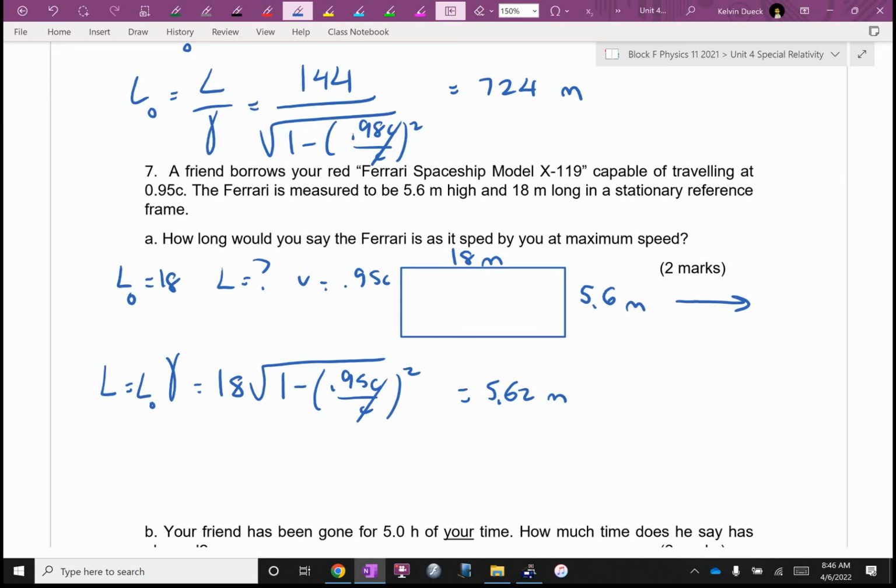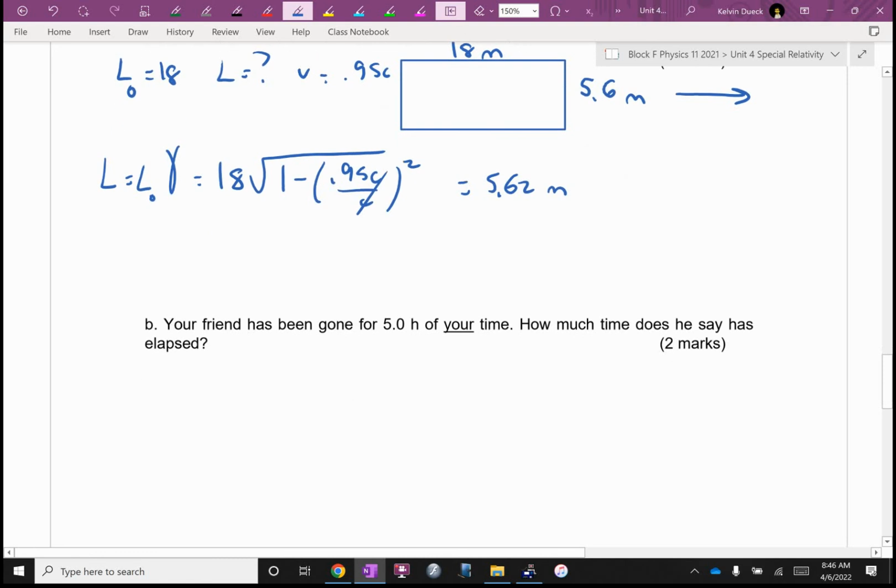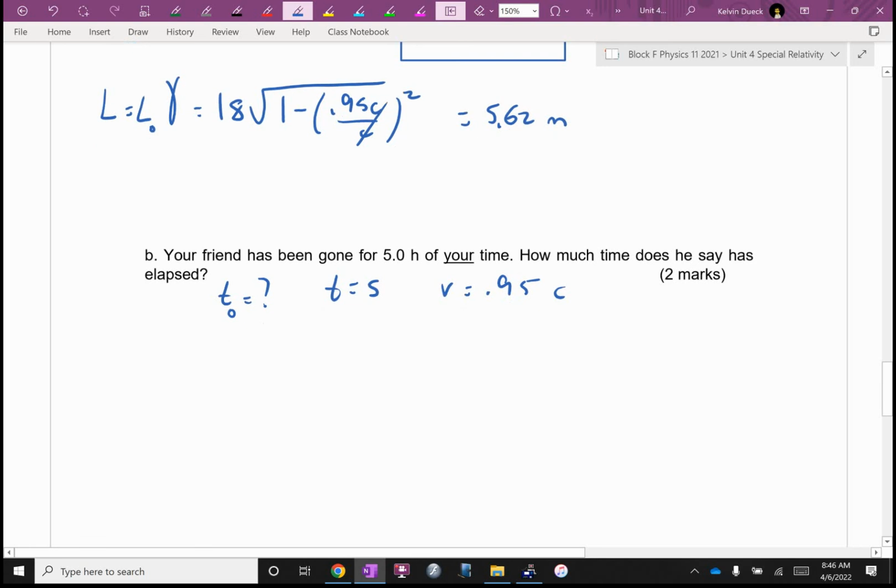Okay. Your friend has been gone for 5 hours of your time. How much time does he say? I think this is asking me to find the time on board the spaceship, because my time at rest was 5 when V was 0.95 C. So if I want to find time on board the spaceship, it's going to be T times the square root function. It's going to be 5 times 1 minus 0.95 C over C, all squared.